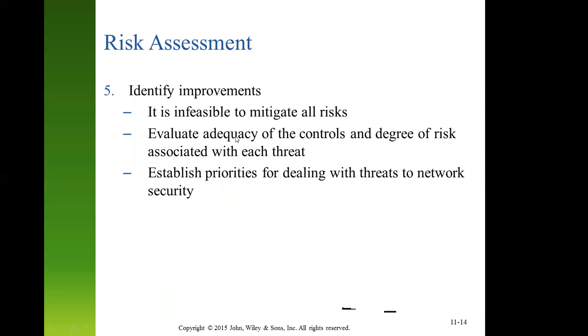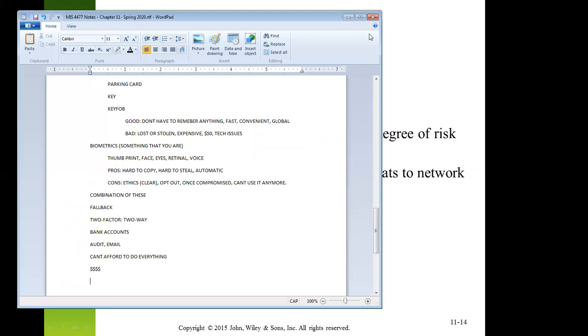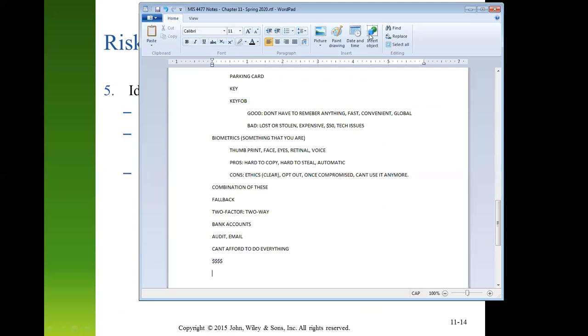This is important. Evaluate the adequacy of the controls and the degrees of risk and test them. Establish priorities for dealing with threats to network security. That's important because a lot of times, like in the case of a natural disaster or a man-made disaster or something like a fire, that is catastrophic for a lot of companies because it affects so many different systems. So there needs to be an order of repair or an order of operations that you follow for when a threat occurs that affects multiple systems.